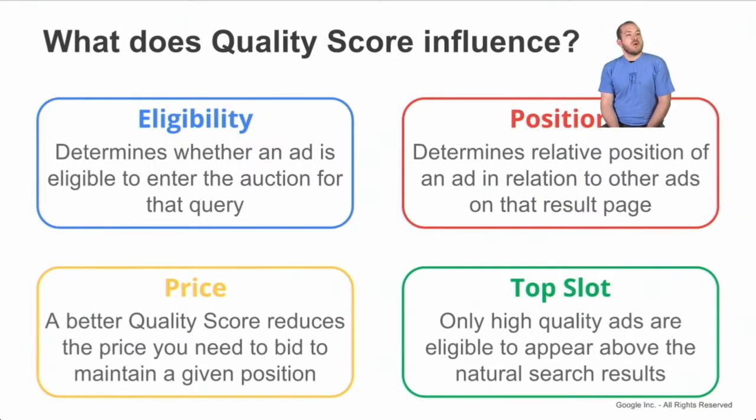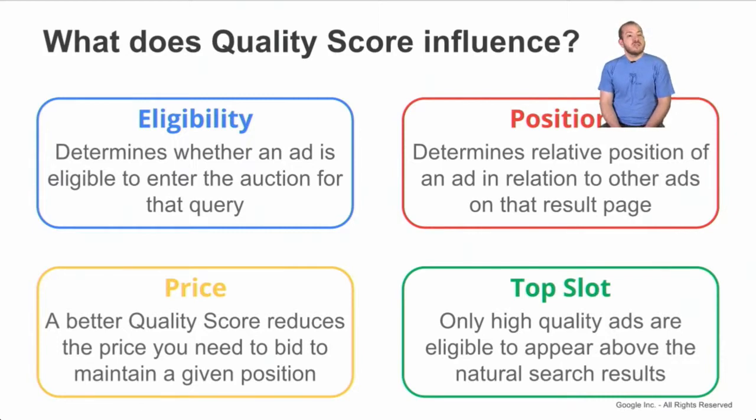So what exactly does quality score influence? Well, there are four main things here. First of all, eligibility. A high quality score determines whether your ad is even eligible to enter an auction for a particular query. So your ads will show more often if you have a high quality score because the ads and the keywords associated with them are automatically eligible to run more often.